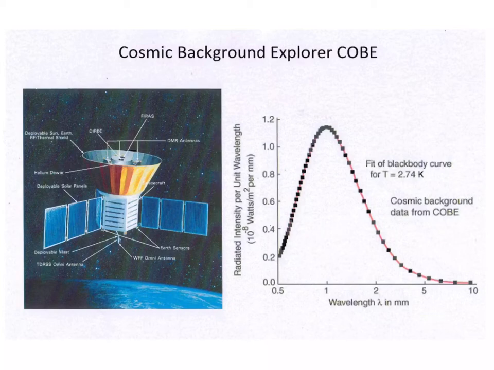On the left you see a cartoon of the COBE Cosmic Background Explorer satellite. At the bottom visible are the solar panels which power the instrument, and at the top is the shielded and cooled radio frequency antenna. The result of the COBE measurements are shown on the right as intensity as a function of wavelength in millimeters. The excellent agreement between results and the red fit for a temperature of 2.74 Kelvin confirms that the background radiation conforms with that of an ideal black body.